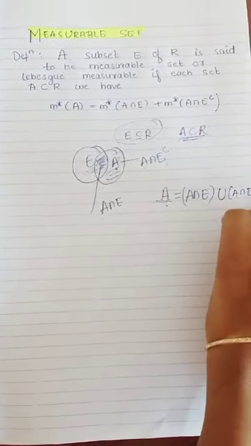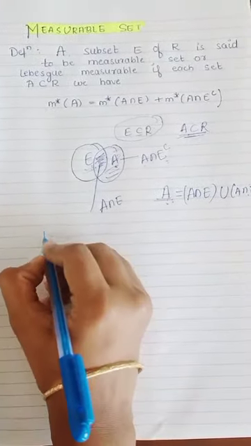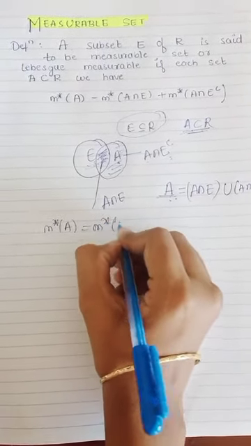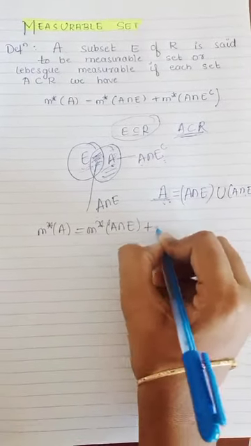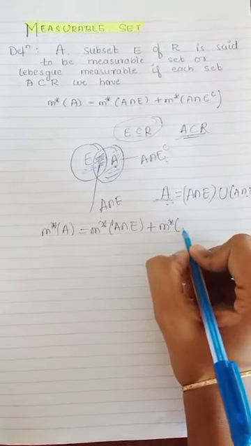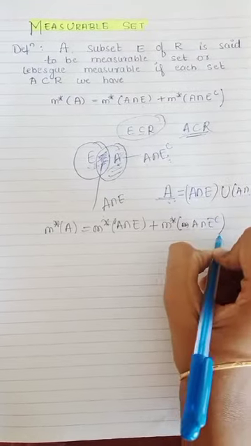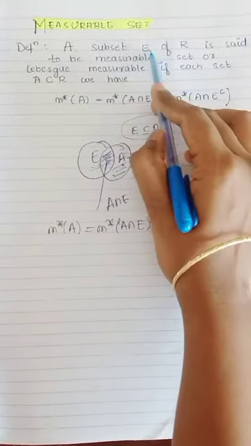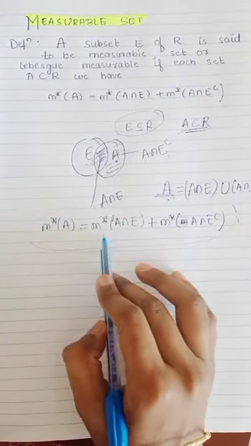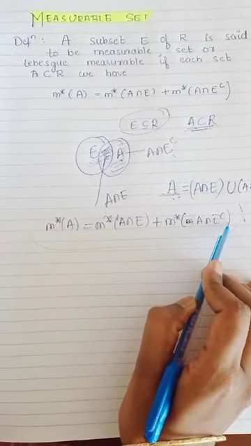So if you apply the outer measure to this, it will become M star of A is equal to M star of A intersection E plus M star of A intersection E complement, because M star is countably additive. So we say that any given set is measurable if it satisfies this condition. What is this condition? M star of A must be equal to M star of A intersection E plus M star of A intersection E complement.